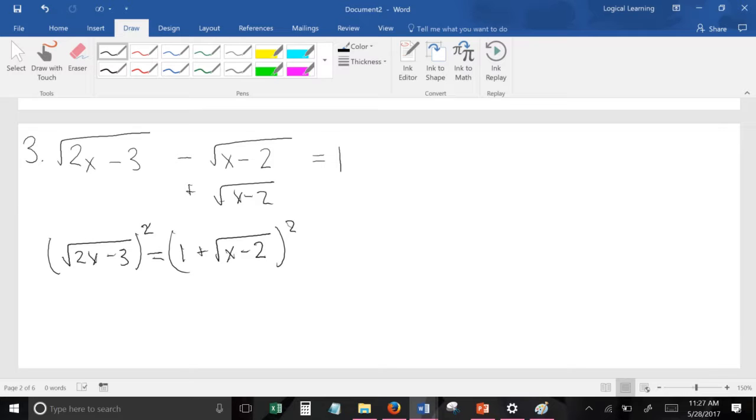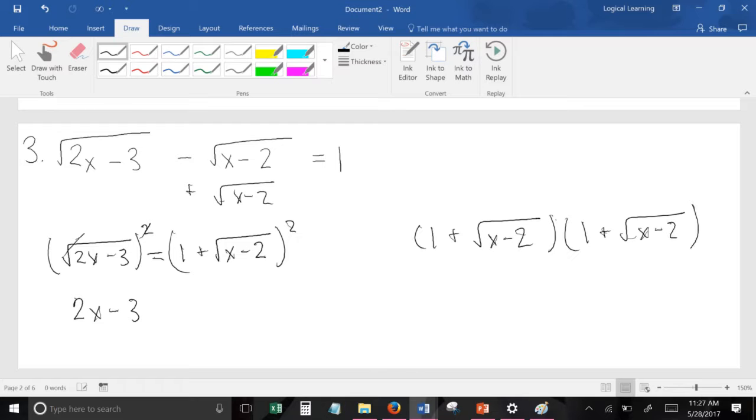So on this side, the square and the square root are going to cancel out. We're just going to get 2x minus 3. Let's take a look at how we FOIL this right side. So we have 1 plus √(x − 2) times 1 plus √(x − 2), where x minus 2 is under the square root. So we take our first terms, 1 times 1 is 1.